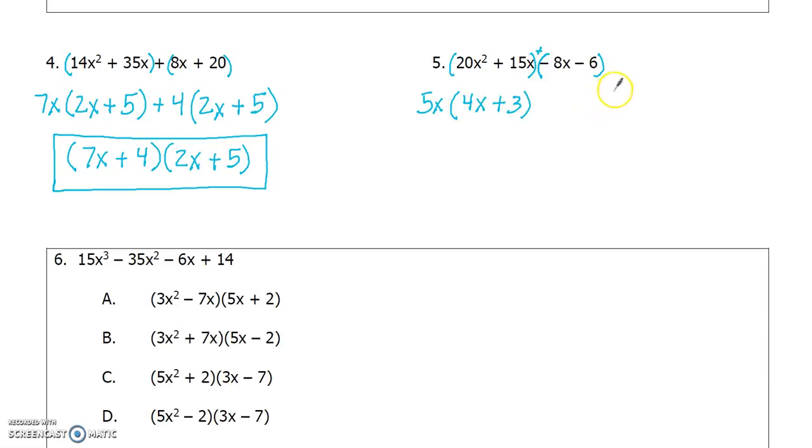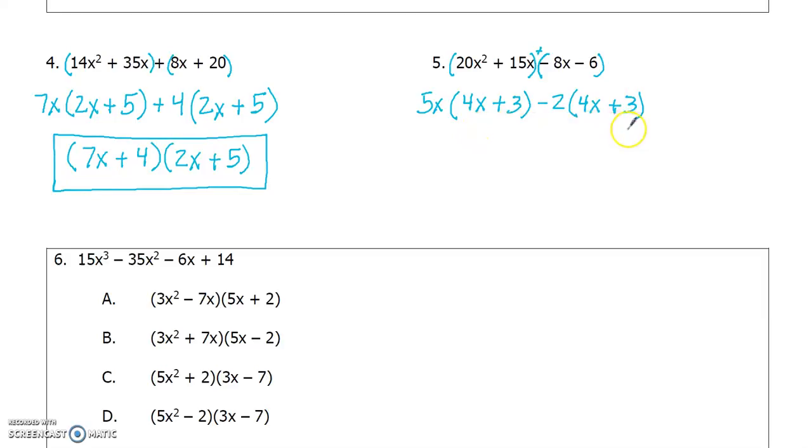In the next, it looks like I can factor out a 2, and because this is negative right here, I'm factoring out a negative 2. So negative 2 times what will give me 8, and that's going to be 4. And then I need an x, and I don't have an x at all, so I'm going to put an x. And then negative 2 times what will give me a negative 6, that's going to be a positive 3, and that's all I need.